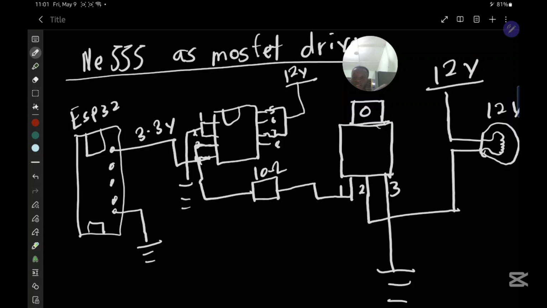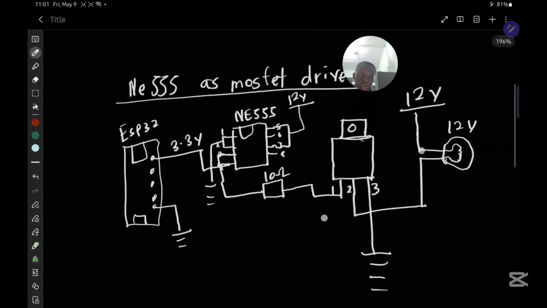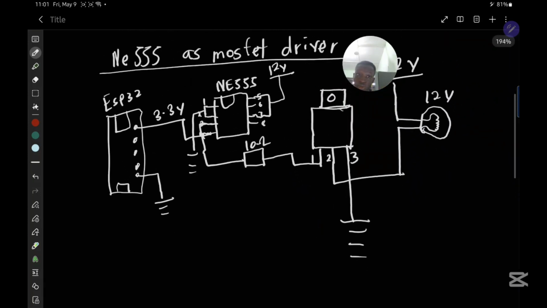So the NE555 here serves as the logic shift, and then it's outputting 12 volts to the MOSFET gate, and then it's switching the 12 volt LED or 12 volt bulb in this case. And then there we have it, from 3.3 volts to 12 volts. So the PWM signal that is going to be at the gate is going to be 12 volts. Then we have full brightness there.